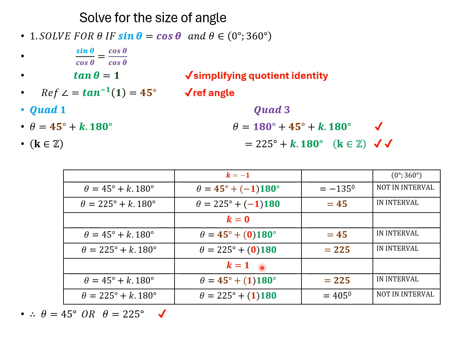Choose k equal to 1, I have 1 times 180 is 180 plus 45, gives me 225, which is in the interval. But if I say 180 plus 225, it gives me 405, which is not in the interval. So from 0 to 360, I only have 45 and 225 degrees falling in the interval. So theta equals 45 or theta equals 225, and 1 mark for that, 2 answers.